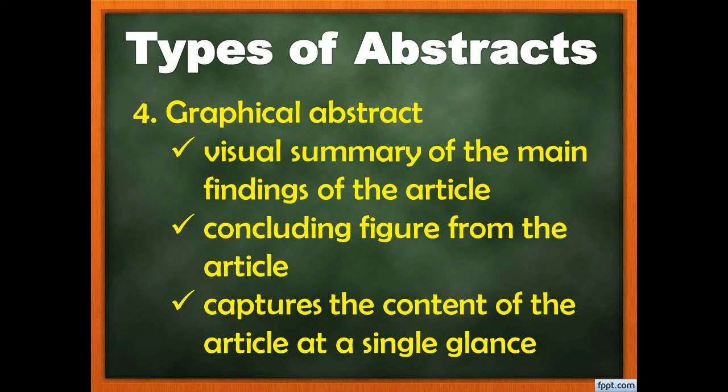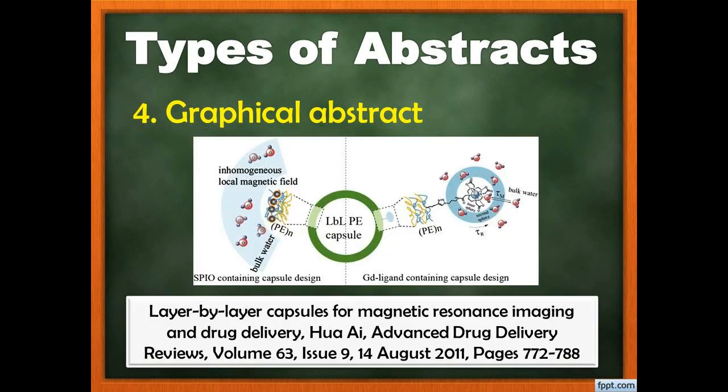In relation to this type, I will also introduce to you an IELTS Writing Task 1, which refers to interpreting a certain kind of graphic organizer. I'm going to talk about that topic in our next episode. An example is an image that presents layer-by-layer capsules for magnetic resonance imaging and drug delivery. This is by Hua Ai, which comes from the Advanced Drug Delivery Reviews. So this is an example of a graphical abstract.